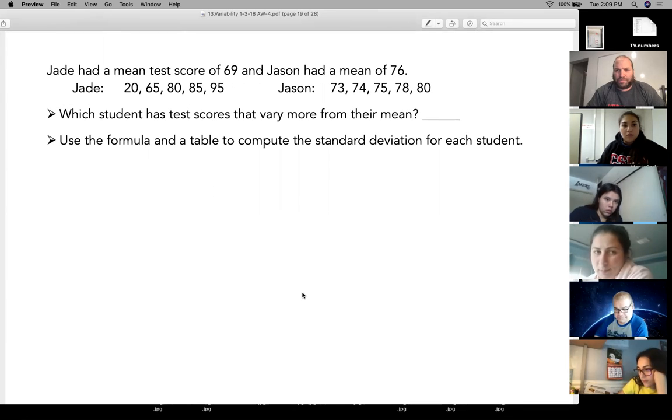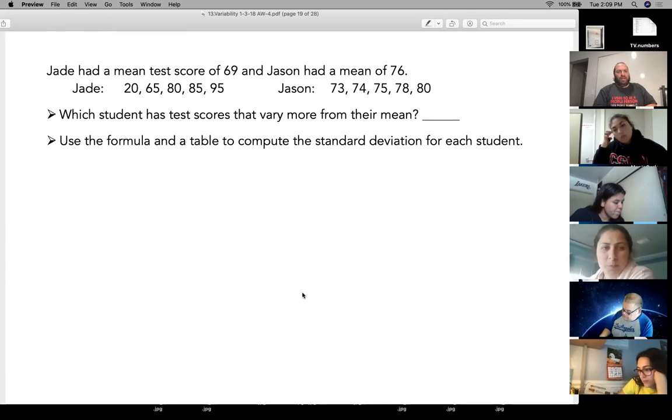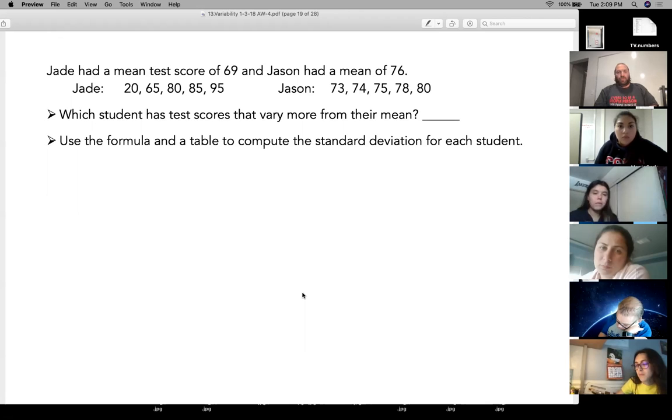Did we do this page yet? No, we're right here. Okay, so let's go here. Jade had a mean test score of 69 and Jason had a mean of 76. Jade's scores are given there. Jason's scores are given there. So the question is, which student has test scores that vary more from their mean?